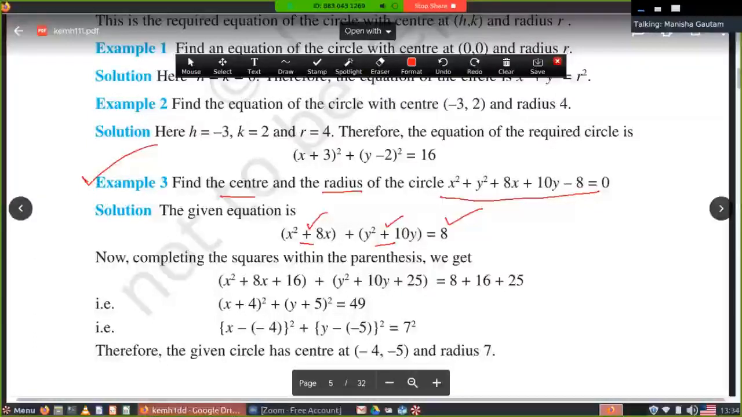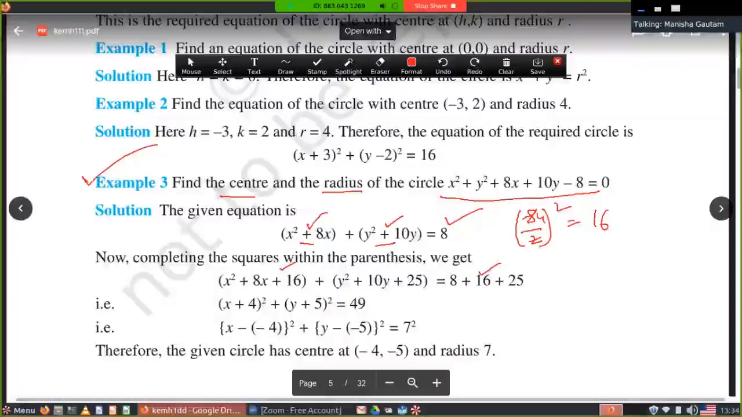The second step is to take the square of half of the coefficient of x. What is the coefficient of x? The coefficient of x is 8, half of 8 is 4, and its square is 4 square, which means 16. It means add 4 and subtract 4 in this bracket. Here I am not subtracting; I am taking that minus 16 to the right hand side, so it becomes positive. Adding 16 to both sides.